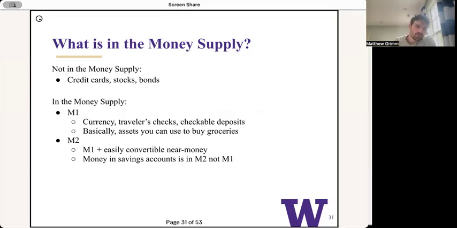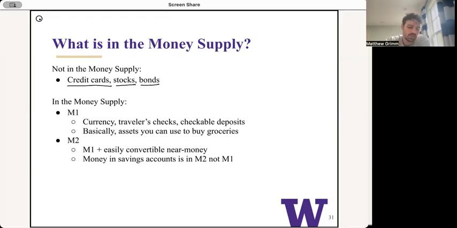So what is in the money supply? First, it's easier to see what's not in the money supply. Credit cards. Credit cards don't count. Credit cards are you borrowing money from a certain bank, and then you have to repay the bank. So because you have a credit card that has a credit limit of $5,000, that does not mean you have $5,000. Stocks and bonds are things not in the money supply because these are more a form of investments.